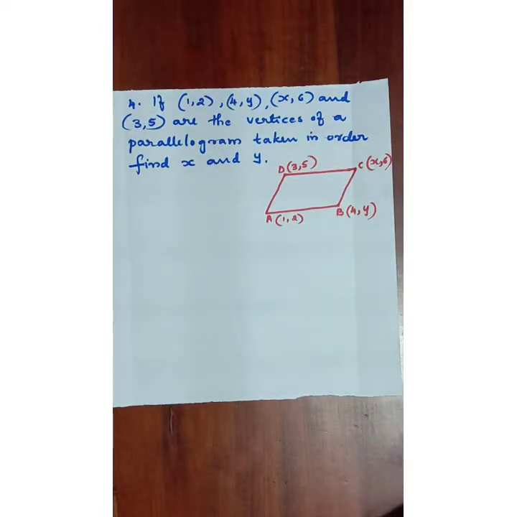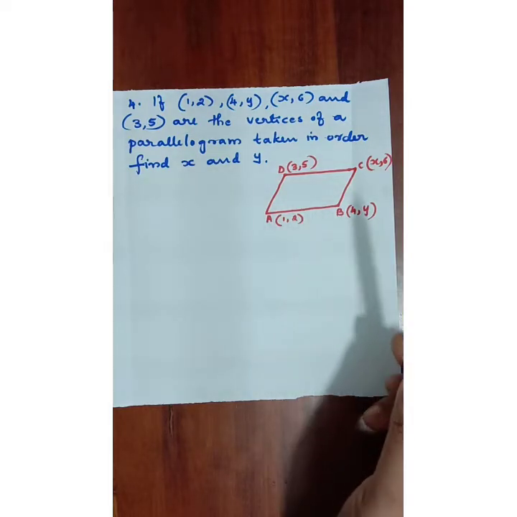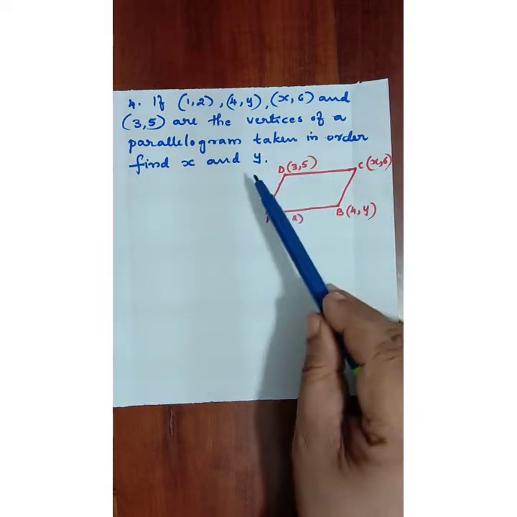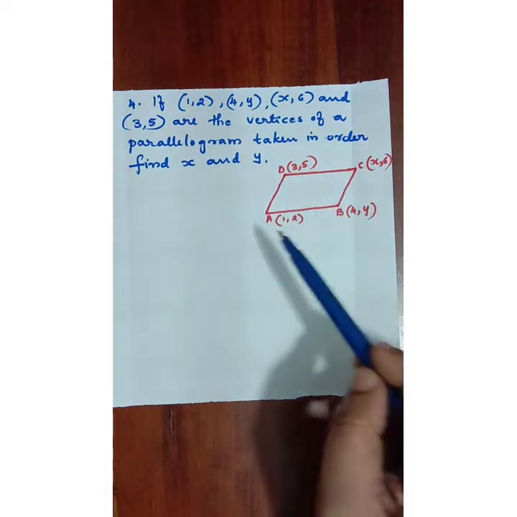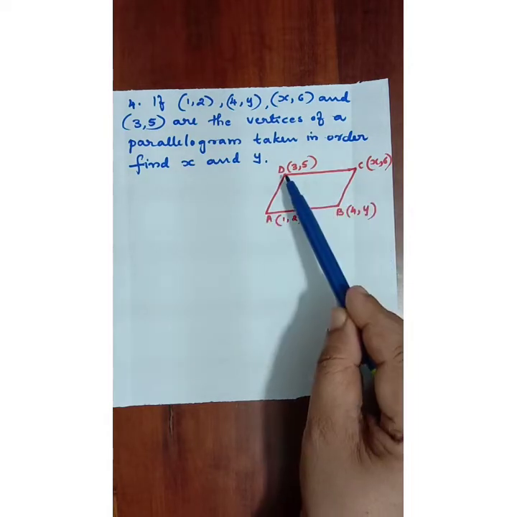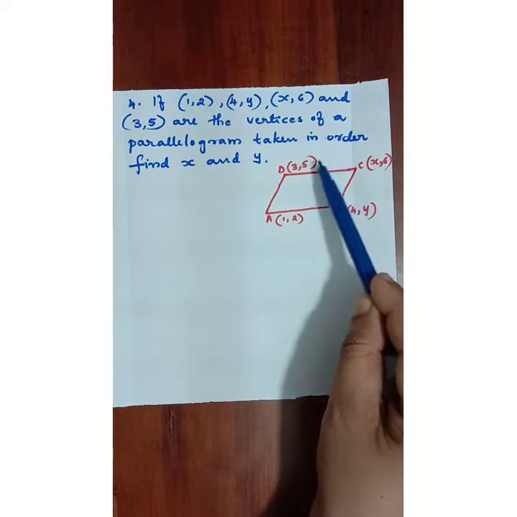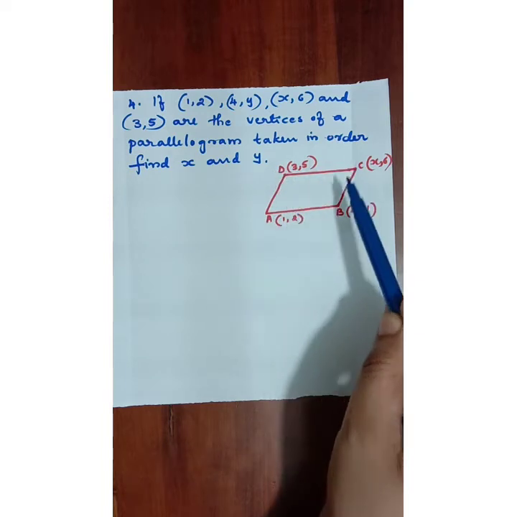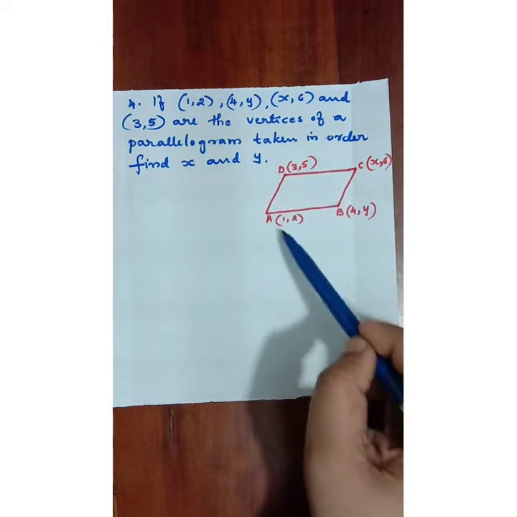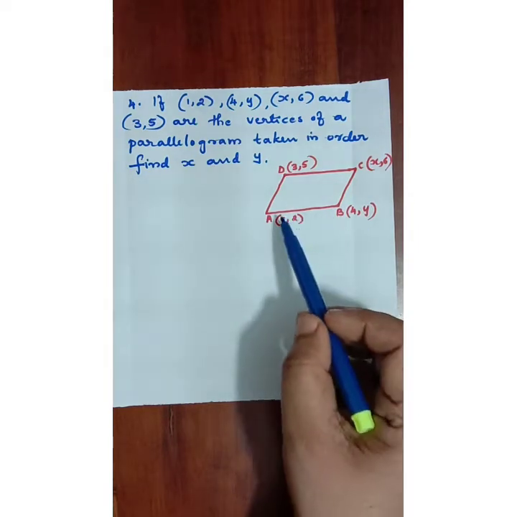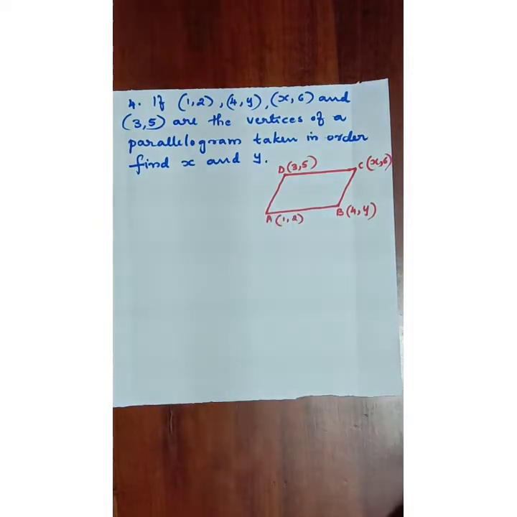All these are variety questions, different types of questions I am discussing. This is the fourth question. Here, if (1, 2), (4, y), (x, 6) and (3, 5) are the vertices of a parallelogram taken in order. See, I have written it in order A, B, C, D. It should go continuously, clockwise or anti-clockwise. After A, B, don't write C at the other corner, otherwise you will go wrong. We have to find x and y.